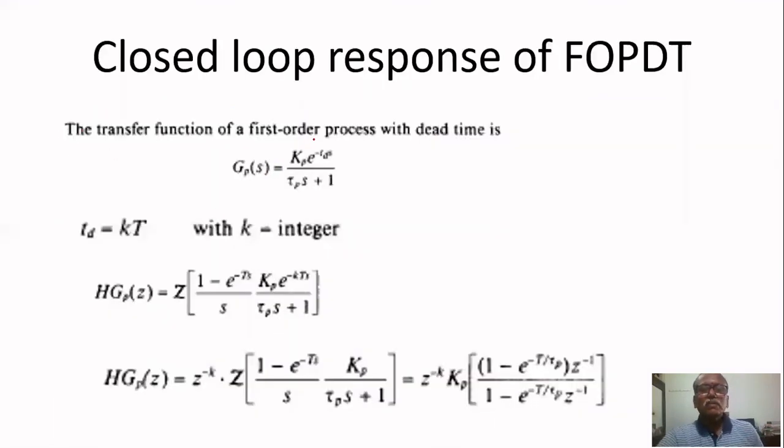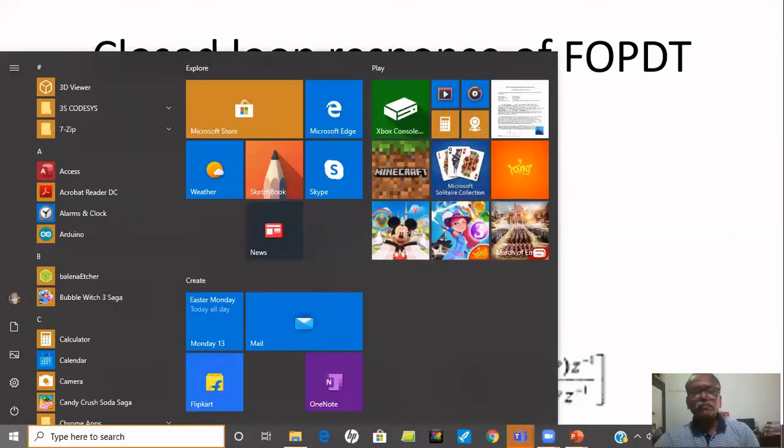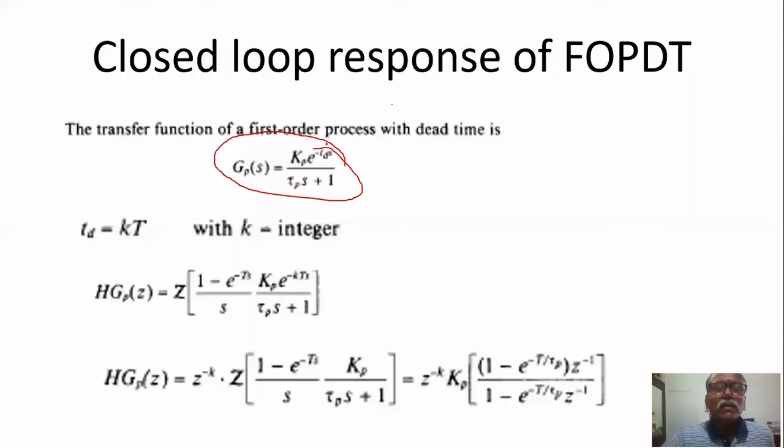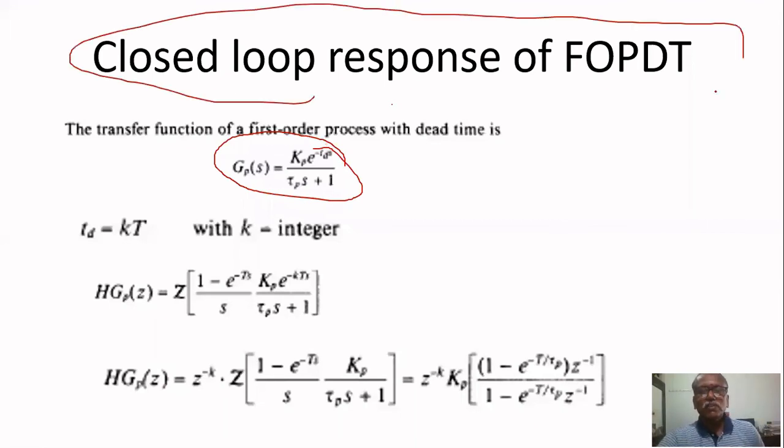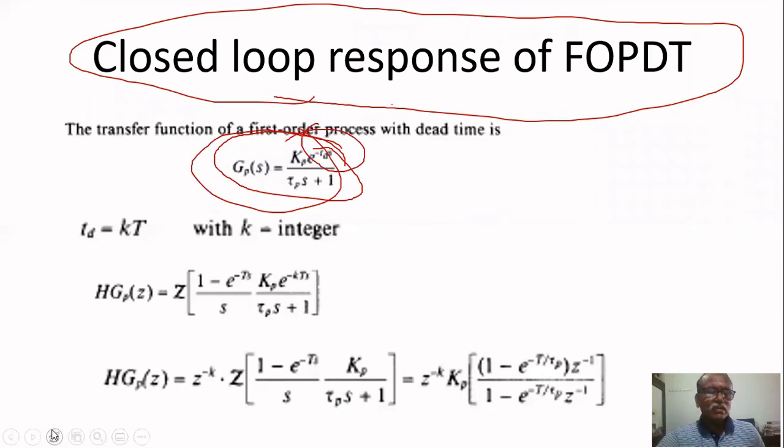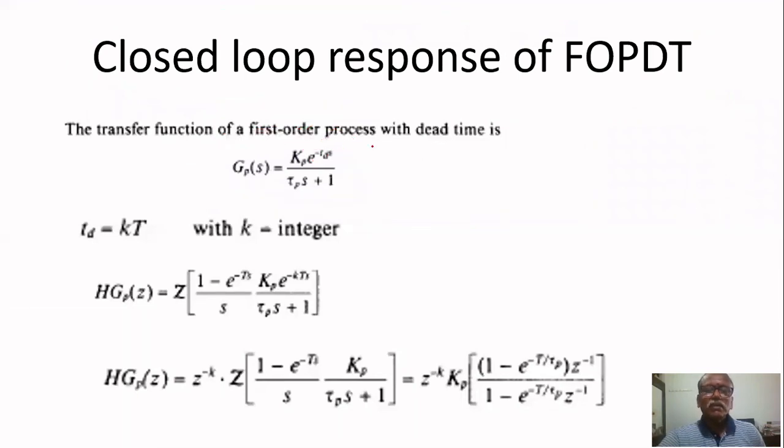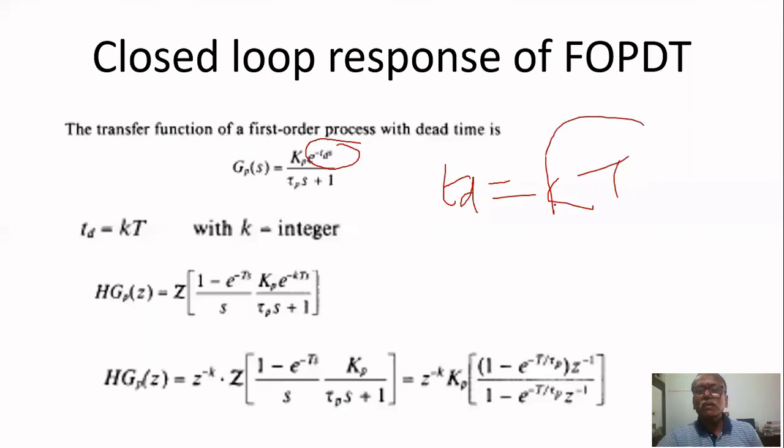Now the transfer function of a first order process with dead time. Suppose the system has a dead time, then what is the closed loop response of first order plus dead time? The dead time is tau d. The tau d can be written as an integral multiple of the sampling period, k times the sampling period.